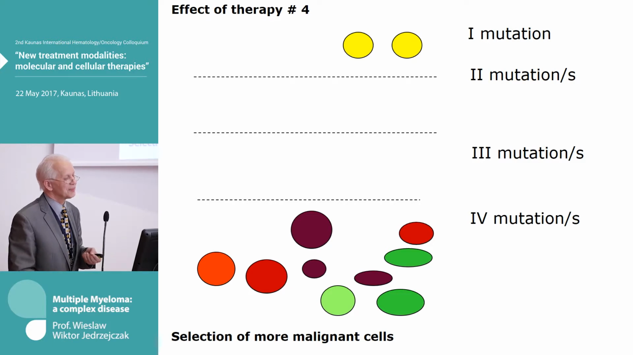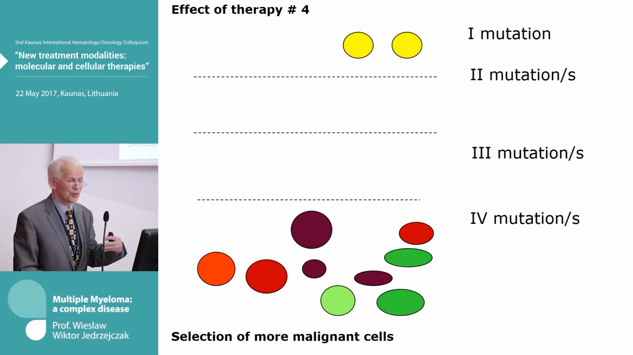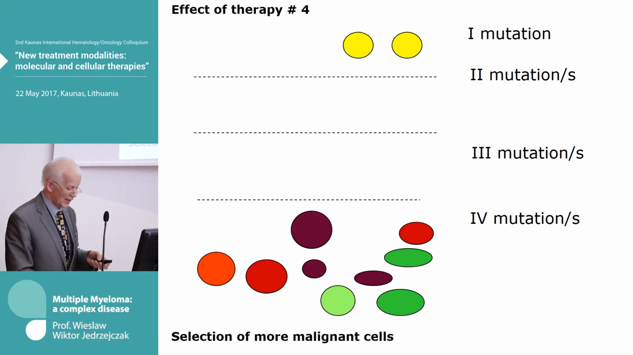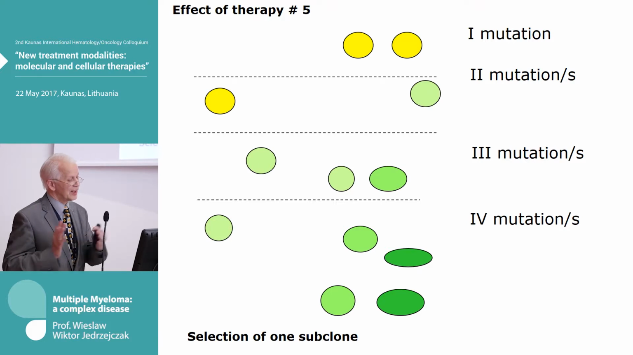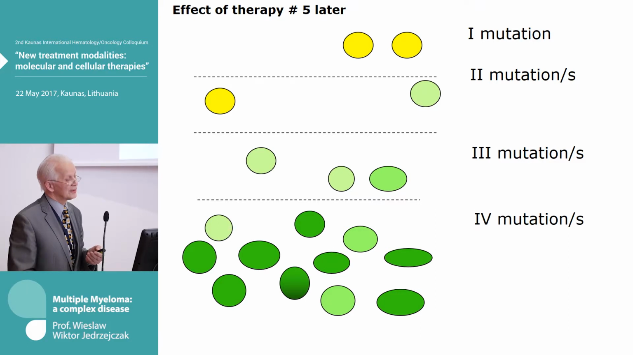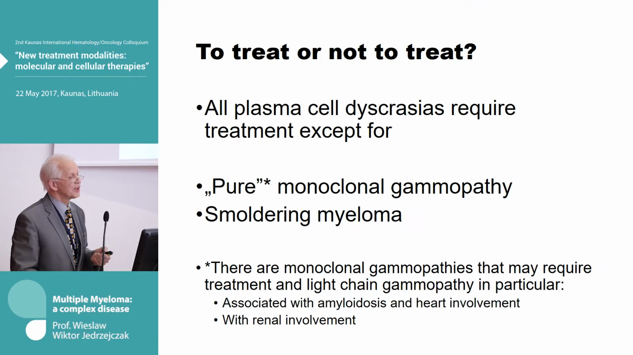But unfortunately, sometimes we may select more malignant cells, and then this is a course that is associated with rapid progression of disease after treatment. So there could be quite good immediate results, but then a very aggressive relapse and progression. Sometimes we can select one subclone over the other, or the subclone will be expanded and eventually may kill patients.